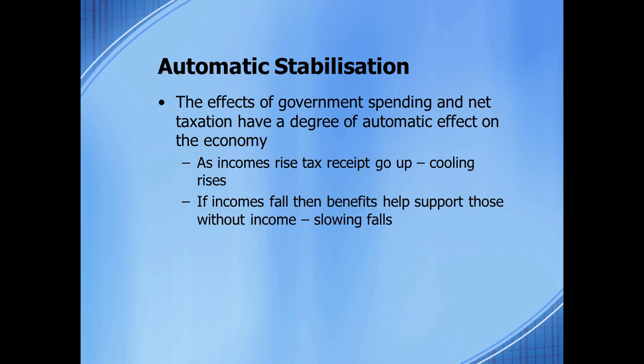If incomes fall though, then benefits help support those without income, and the slowing does fall to an extent. If we think of things like universal credit or any other benefits paid to increase the minimum income levels, either way, it's an automatic way of slowing the economy. So policies on growth and shrinkage, which doesn't imply government have stepped in and made a conscious effort to intervene. It's tempting to think that fiscal policy is put in by the government, and how it works is relatively automatic.